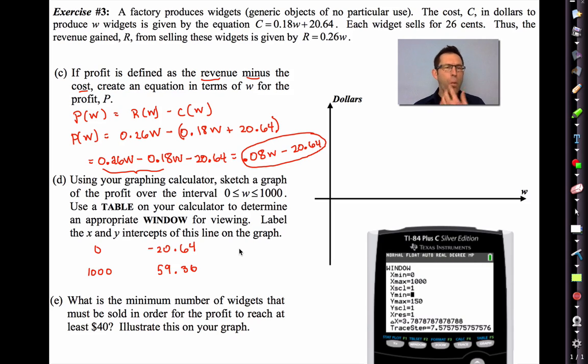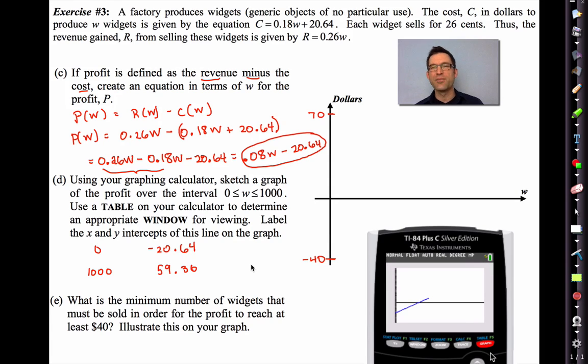Okay. Now, y-min, I could put anything as long as it contains the negative 20.64. I'm going to go with negative 40. I'm going to go y-min as negative 40. I think I'm going to put that on my graph right away, just so I have it. And I think for y-max, I think I'm going to use 70. And I just use nice numbers. Okay. So negative 40 in for y-min, 70 for y-max. My window looks good. Let's hit graph.